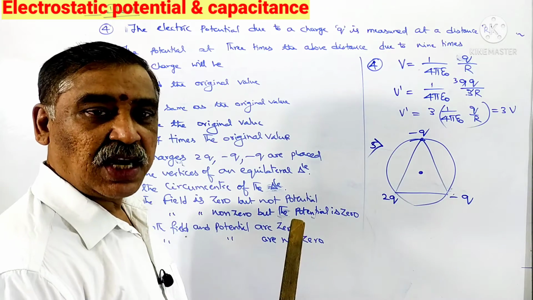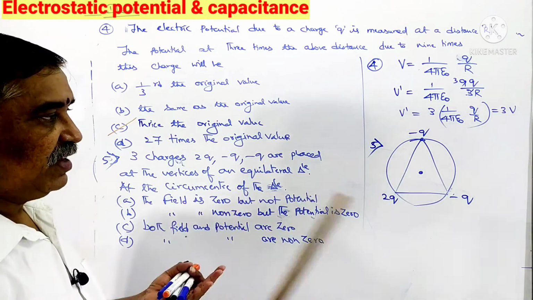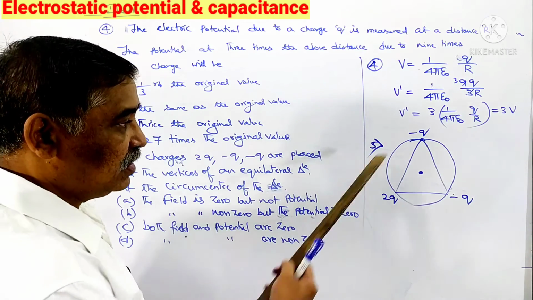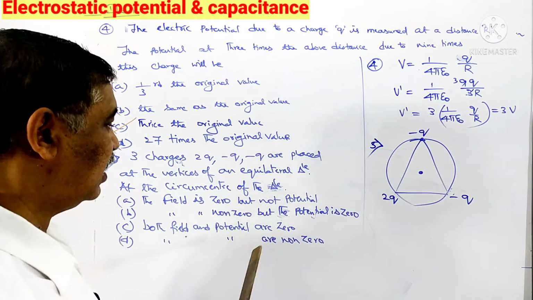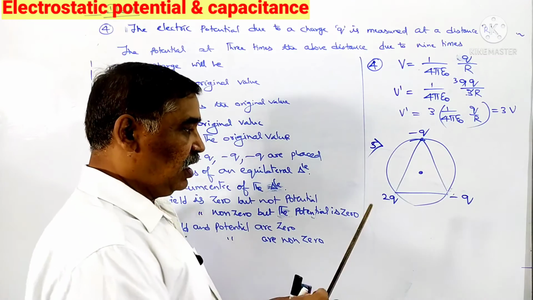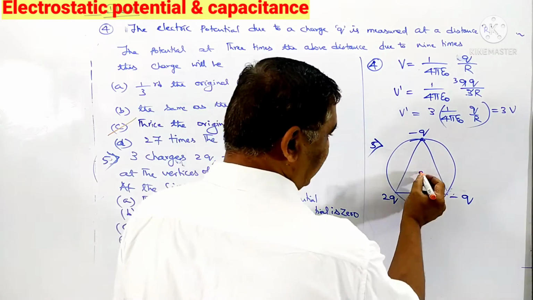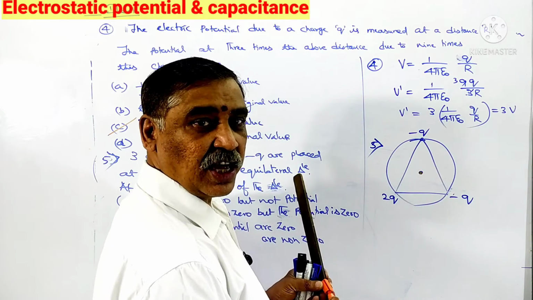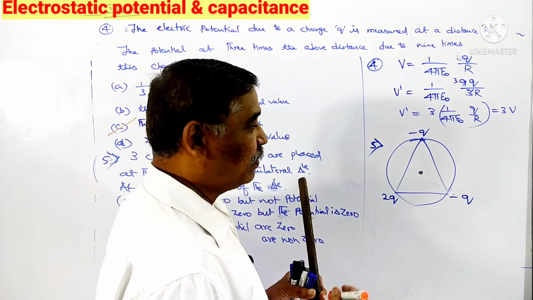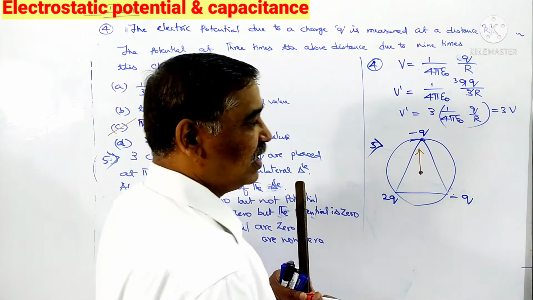Now you start finding electric field. First we will check electric field, afterwards electric potential. So after this diagram, start checking electric field and electric potential due to each charge. And take first, say, minus Q. At this point, if I place a test charge, it experiences an attractive force. Test charge is nothing but a positive charge.